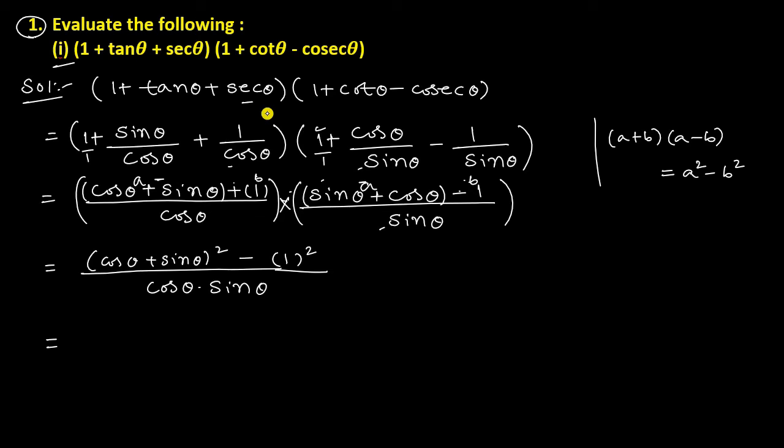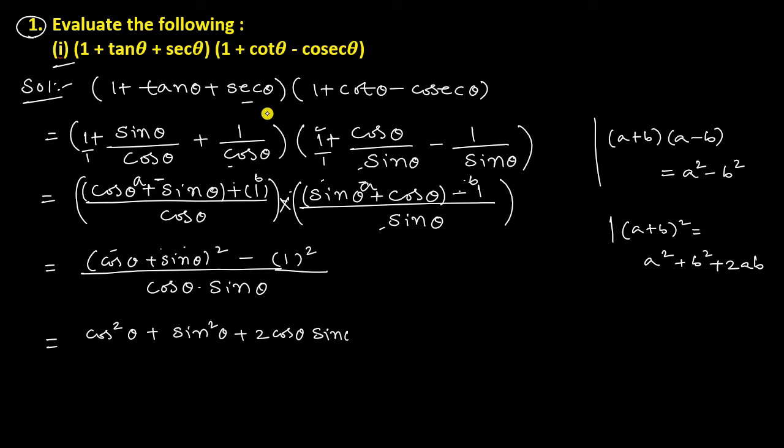So this is of the form A plus B whole square. So what is the formula of A plus B whole square? It is A square plus B square plus 2AB. So here in this step A is cos theta and B is sin theta. So A plus B whole square, A square plus B square plus 2AB. So we expanded it successfully.